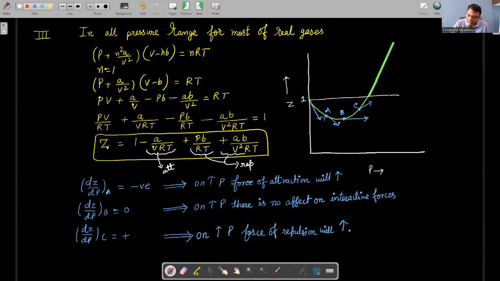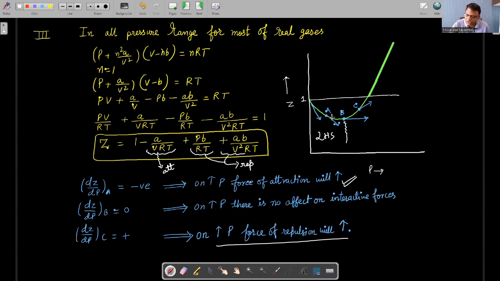So we can say that if we are on the left hand side of point B, on increasing pressure, the force of attraction is increasing. This is important, right? On the right hand side of point B, when we are at point C, the slope dZ upon dP is positive. When dZ upon dP is positive, it means on increasing pressure Z is increasing, means force of repulsion will increase on increasing pressure. And at point B, slope of tangent is equal to 0, means on increasing pressure there is no effect on interactive forces.